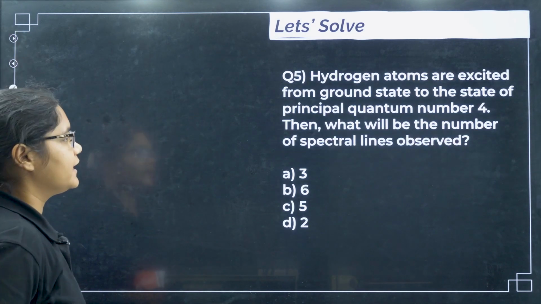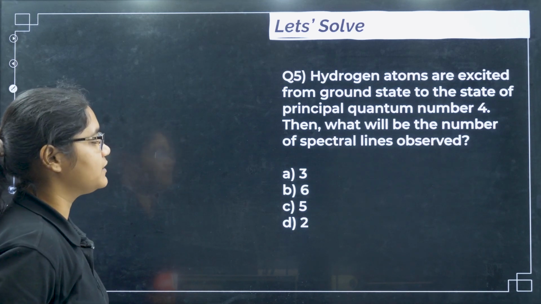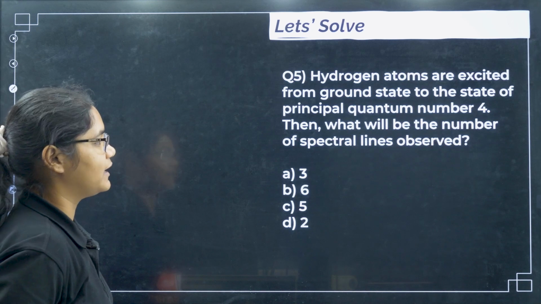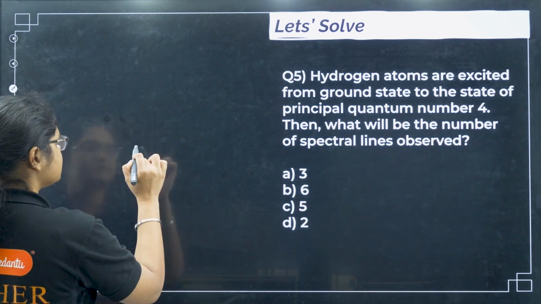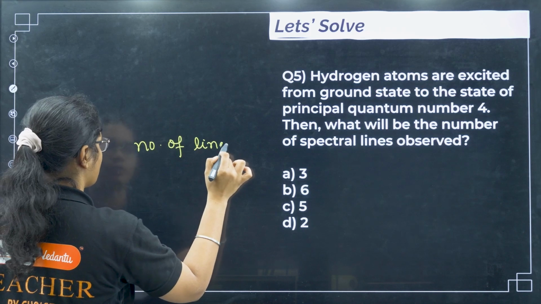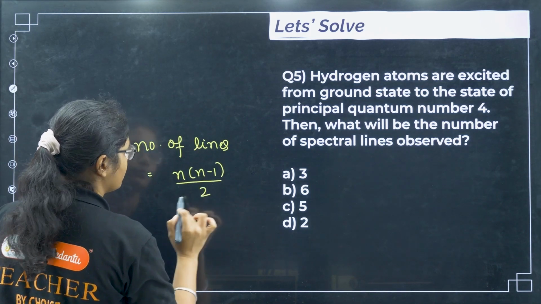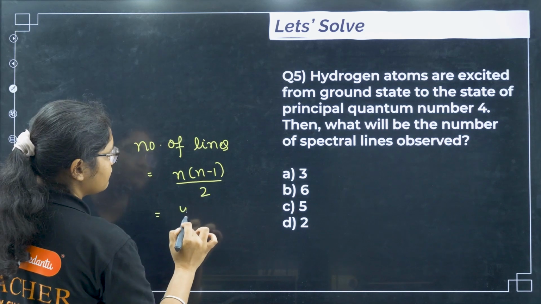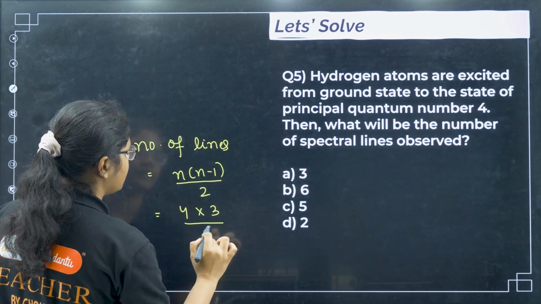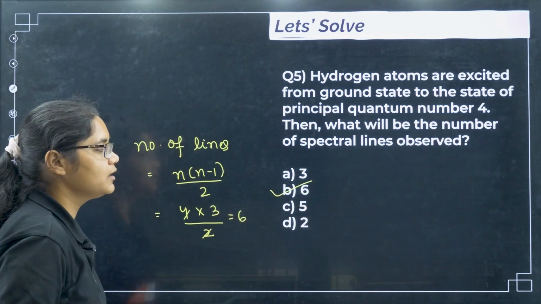Okay. Next, hydrogen atoms are excited from ground state to the state of principal quantum number 4. Then what will be the number of spectral lines involved? So the number of lines formula is equal to n into n minus 1 divided by 2. Okay, so here n is your what? 4, that is your highest level. 4 minus 1, that is 3 divided by 2. So I will get here 6, that is option number B.